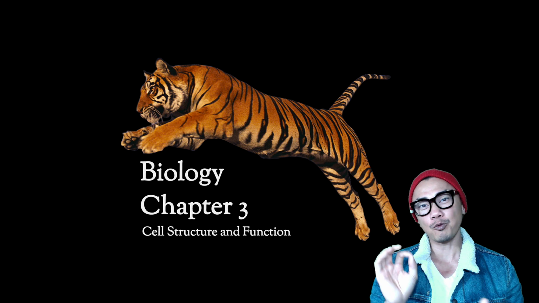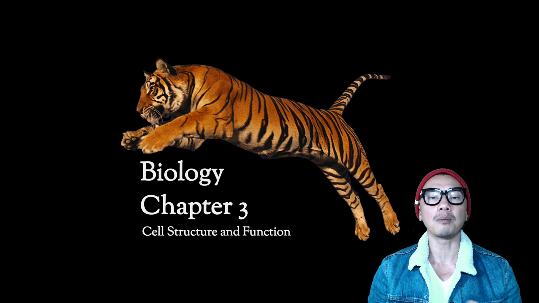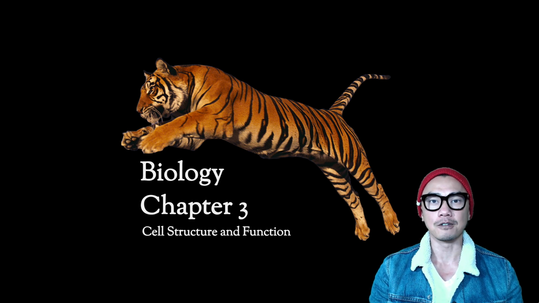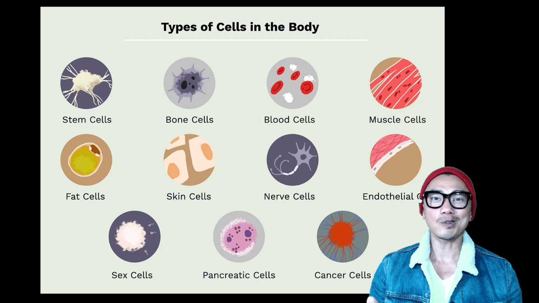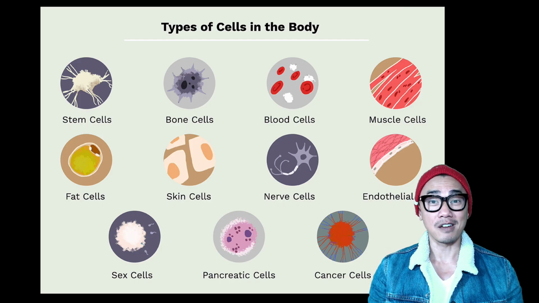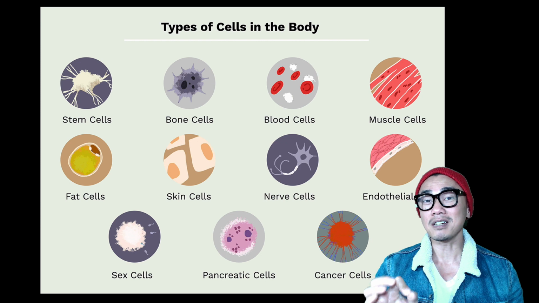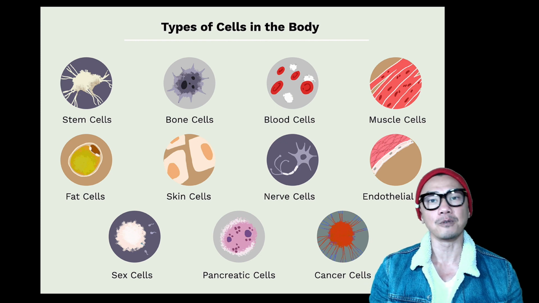In this screencast, we'll begin Chapter 3 and talk about cell structure and function. Cells are the basic building blocks of life, and this diagram shows many of the different types of cells found in the human body.